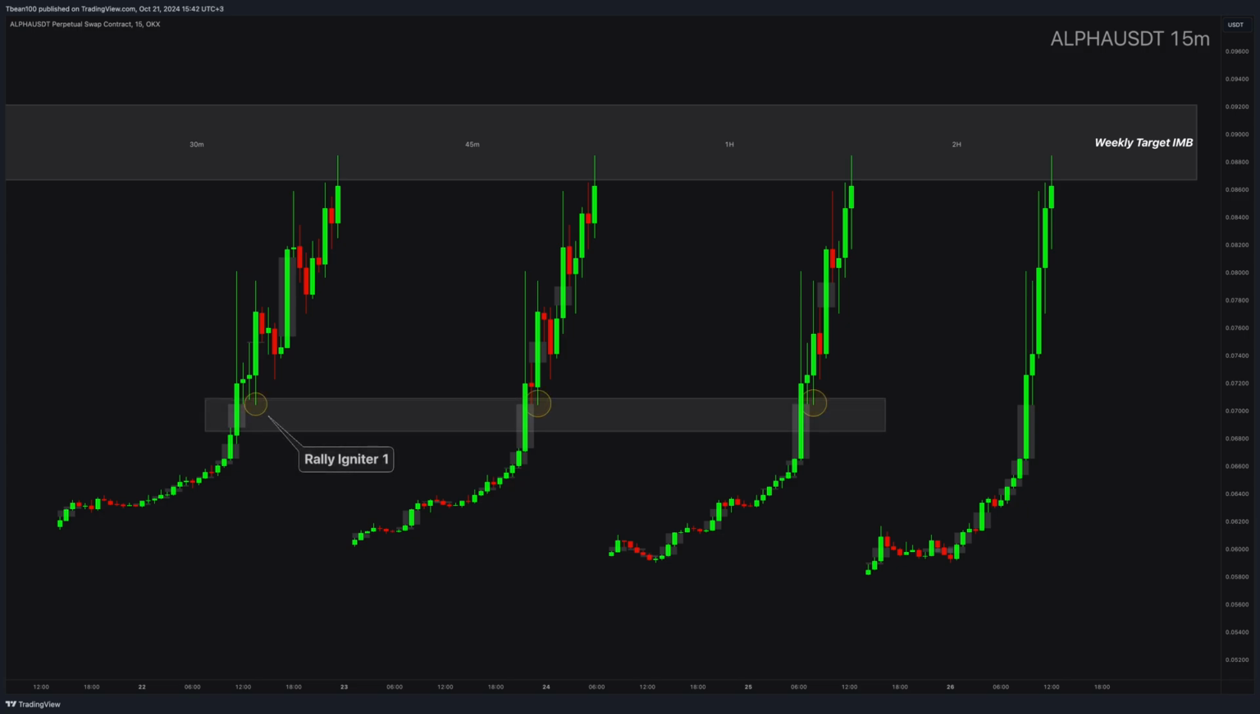The early rally started right here, if you can notice. A little tap to the three imbalances ignited the very early rally. I'm sure everyone missed this move. It happened very early. However, the same thing happened right here at this point.